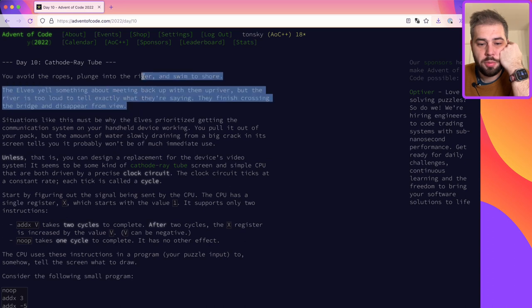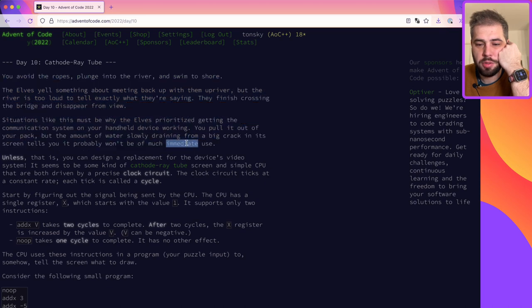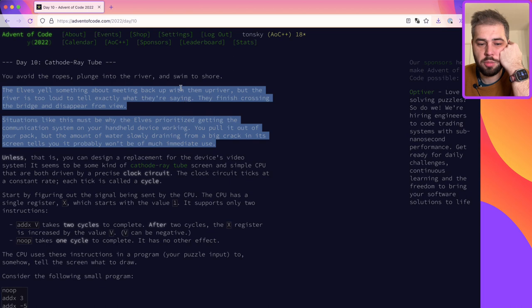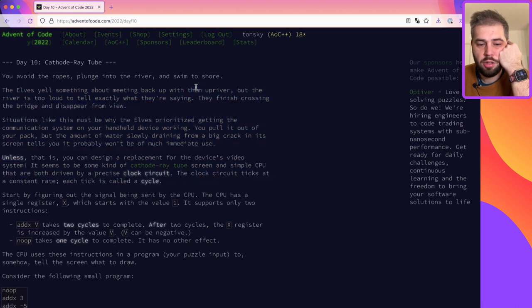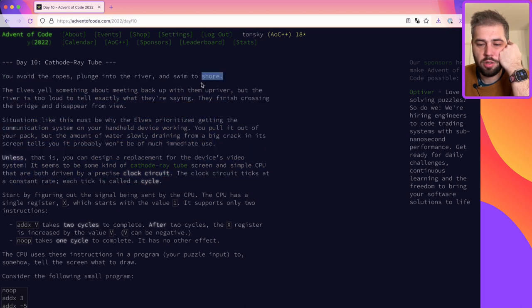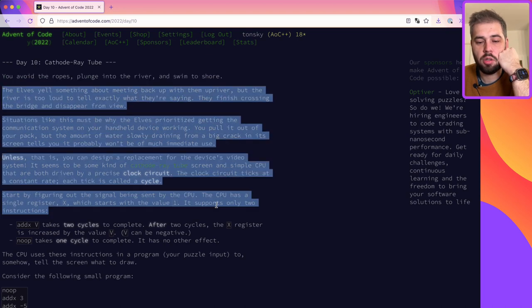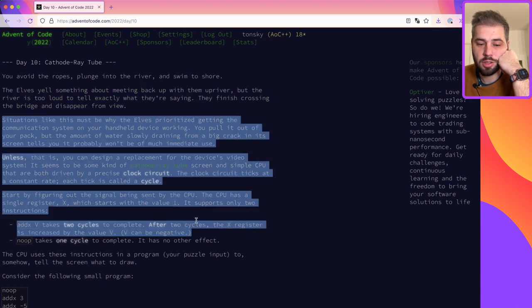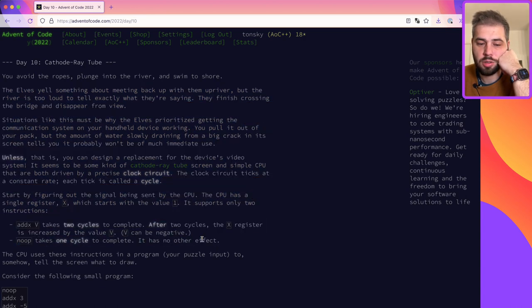You avoid the ropes, plunge into the river, and swim to the shore. Elves yell something about meeting back up with them upriver, but the river is too loud to tell exactly what they're saying. They finish crossing a bridge and disappear from view.